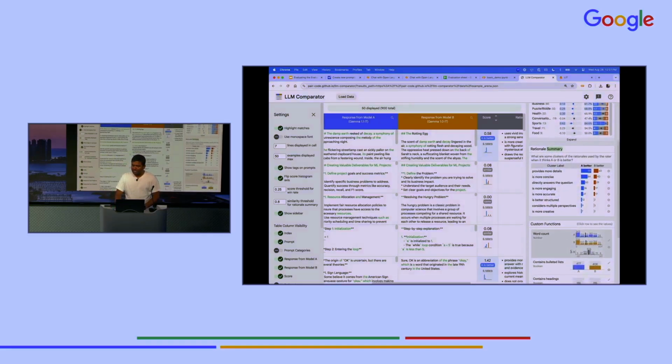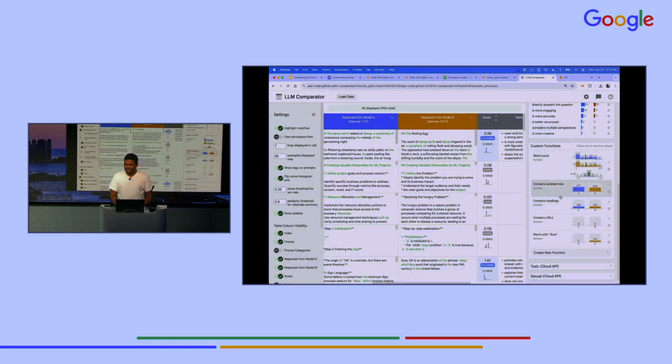Then there's the summary: is more concise, directly answers the question, is more creative. And this is the first part that I love: oftentimes you want the model responses to be short. So you look at the word count there.